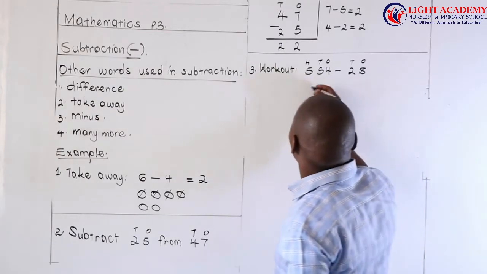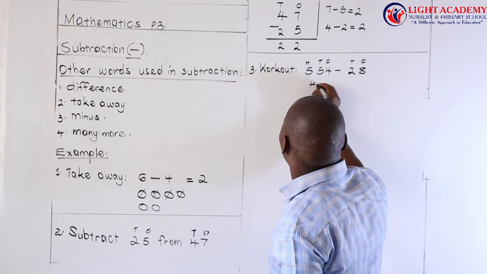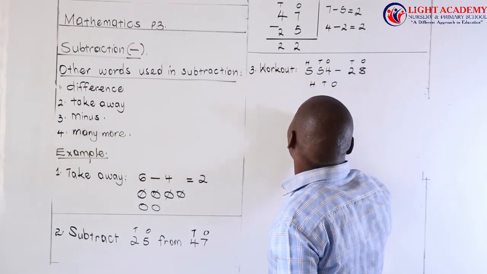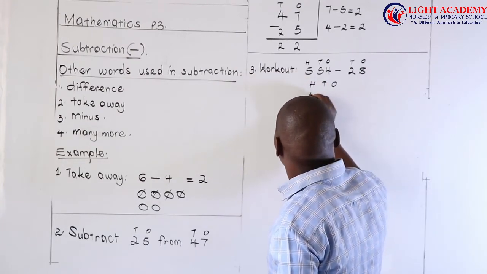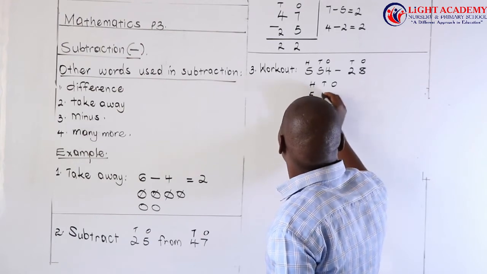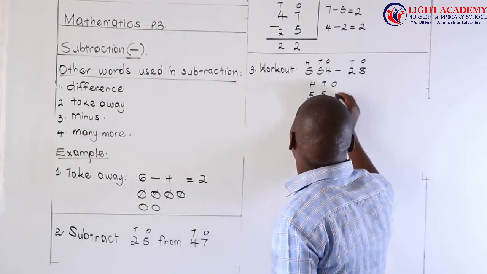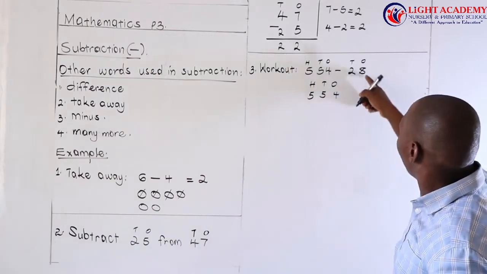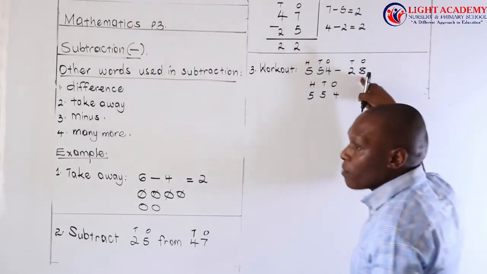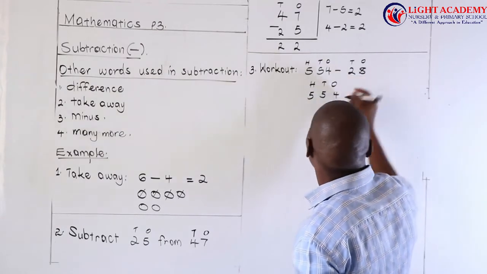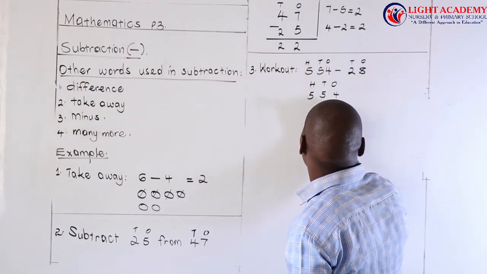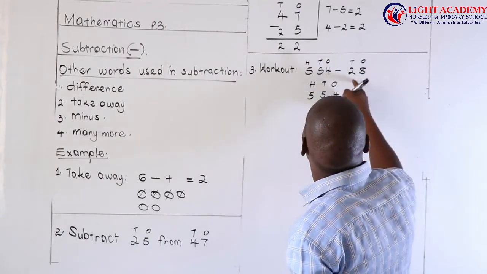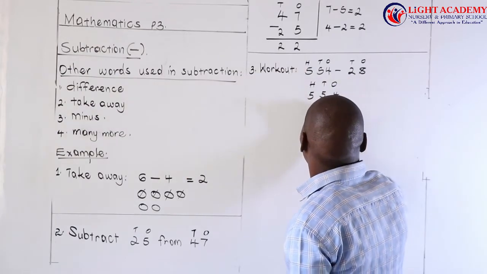554. So it has place values as hundreds, tens, and ones. I will have the first 5 under hundreds, the second 5 under the tens, and the 4 under the ones. Then 28, number 8 is under ones. So I'm just going to write it below number 4, which is under the ones as well. Then number 2 is under the tens place value.